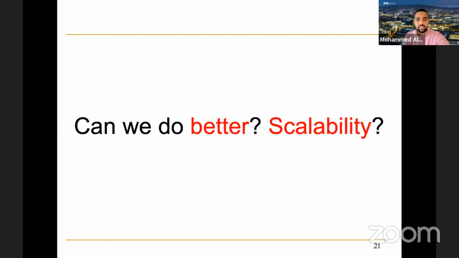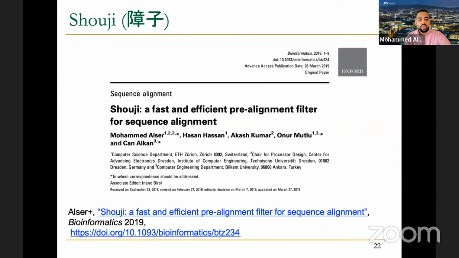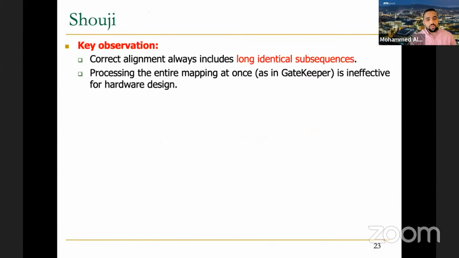What if the sequence length is now getting longer? That is Shouji. In Shouji, we said, okay, the correct answer still includes long identical subsequences, and they are non-overlapping, right? But we also observe that processing the entire mapping at once, as in Gatekeeper, is ineffective for hardware design. This also includes Magnet, right? If you consider the entire mask as one sequence or one register, and you want to do any operation with it, it can be a really long register. So any bitwise operation over this register is always expensive.